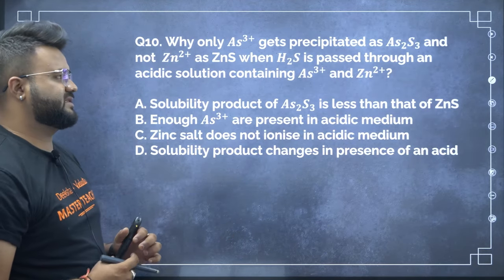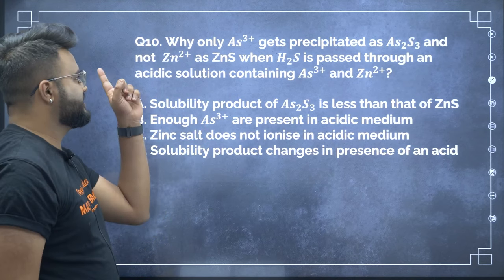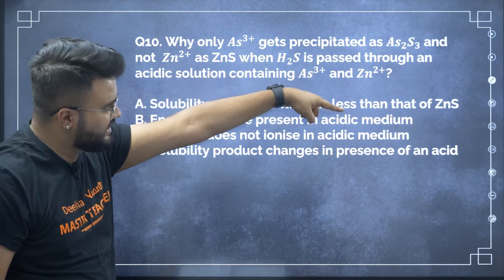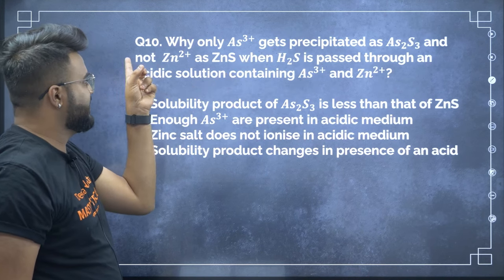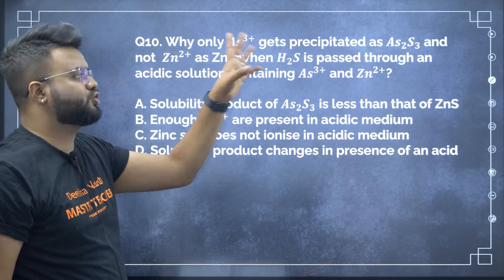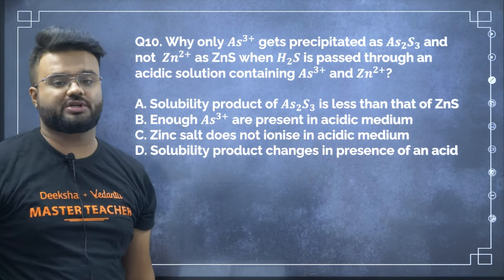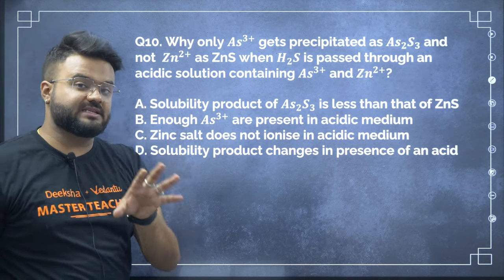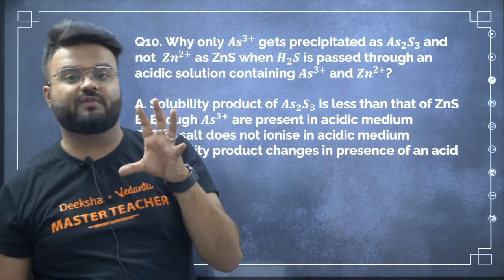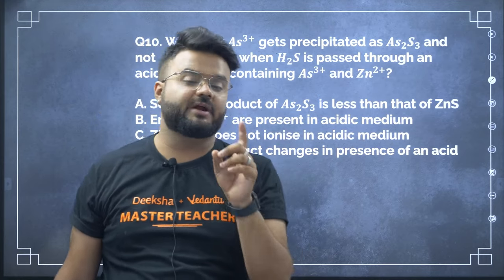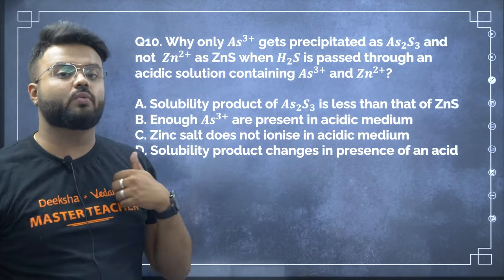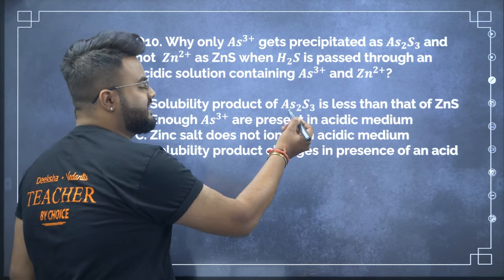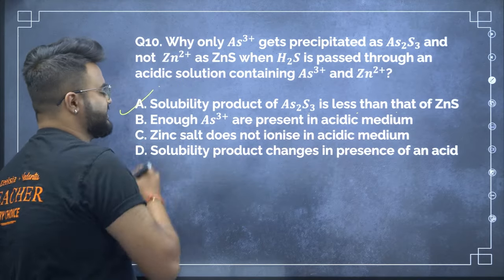Why is only arsenic precipitated as arsenic sulfide and not zinc 2 plus as zinc sulfide, when H2S is passed through the acidic solution containing arsenic and zinc? When I pass H2S, arsenic is precipitated as arsenic sulfide, but not in case of zinc. Why? Because we know that the solubility product of arsenic sulfide is less than that of zinc sulfide.